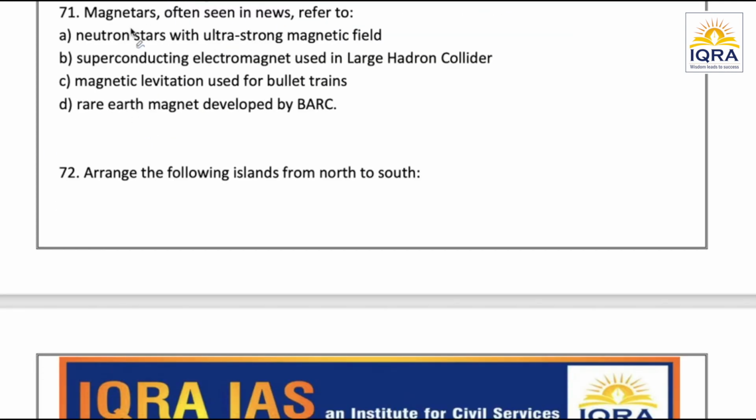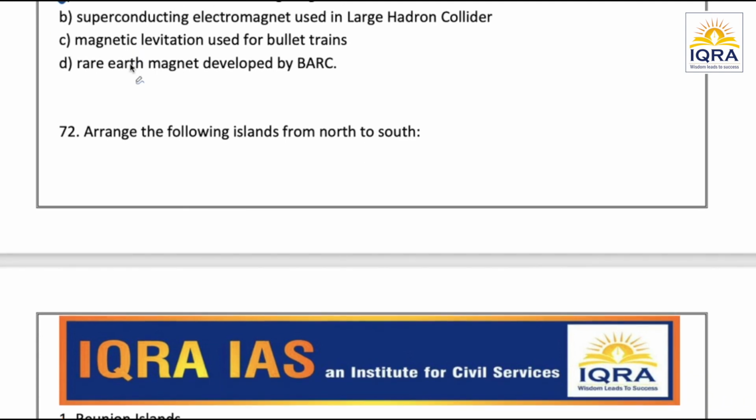Moving on to the next question, question number 71. Magnetars often seen in news refers to statement 1, neutron stars with ultra strong magnetic field, superconducting electromagnet used in Large Hadron Collider, magnetic levitation used for bullet trains, rare earth magnet developed by BARC. So here option 1 becomes the correct answer, that neutron stars with ultra strong magnetic field are called magnetars, right?